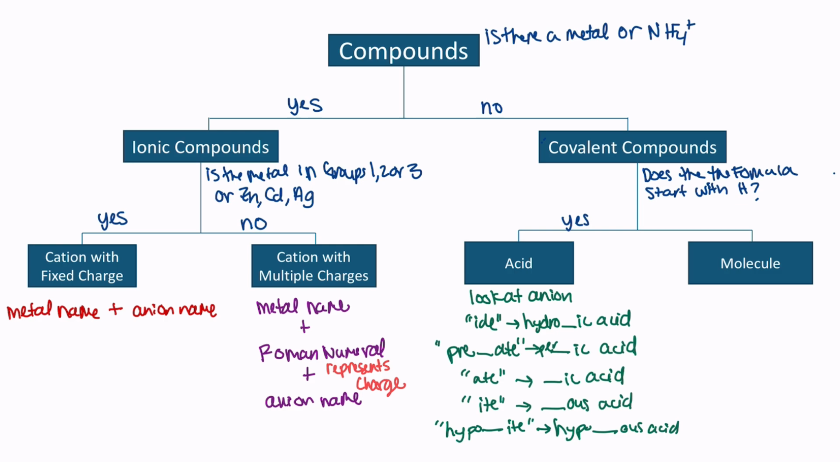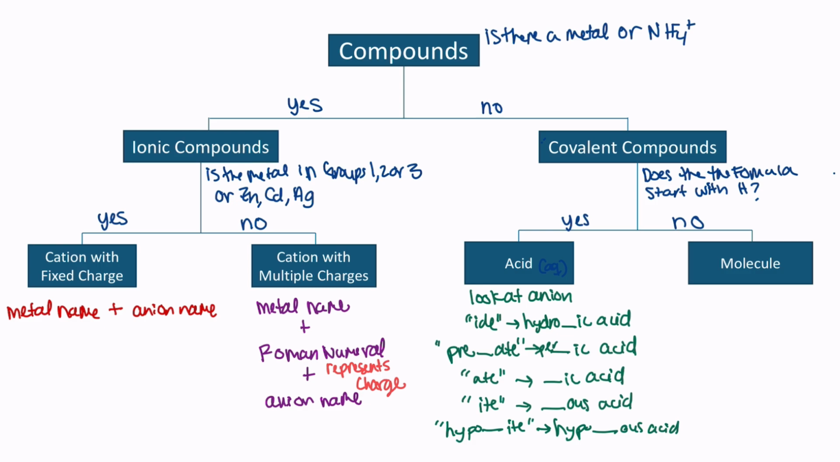All right, so is there a metal in my compound? No. Does the formula start with H? Yes. Then it is an acid. All right, but remember, acids must be aqueous. So if it's not aqueous, then you're not dealing with an acid. All right, finally, if your covalent compound does not start with H or it's in the gas phase, then you're dealing with a molecule.